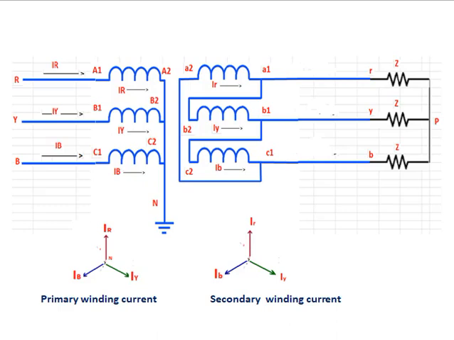Current flowing in the primary winding and current flowing in the secondary winding are represented by vectors. Primary winding current and secondary winding current are in phase with each other, that is, inside the winding. R phase current and R phase LV current are in phase.